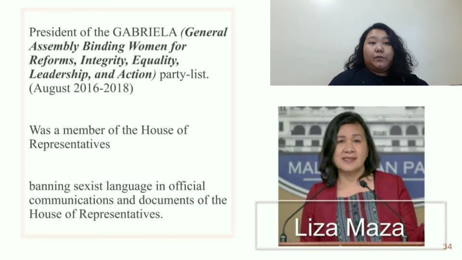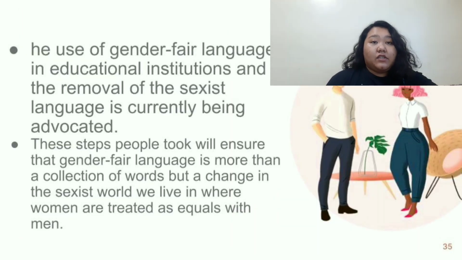People like Liza Maza, the president and representative of Gabriela, or the General Assembly Binding Women for Reforms, Integrity, Equality, Leadership, and Action, have gone the extra mile of making policies and banning sexist language in the official communications and documents of the House of Representatives. The use of gender-fair language in educational institutions and the removal of sexist language is currently being advocated. These steps will ensure that gender-fair language is more than a collection of words, but a change in the sexist world we live in.